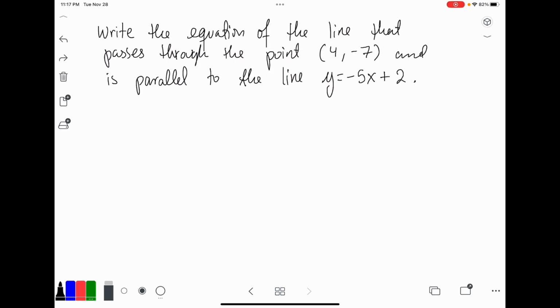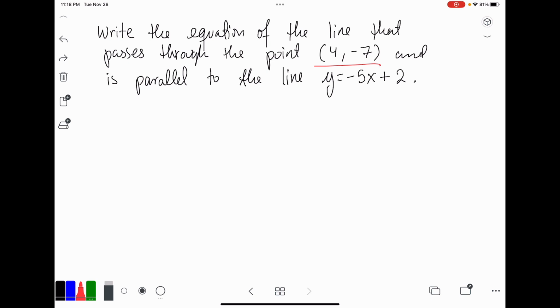So the final type of question that you might encounter regarding parallel lines is one like this: write the equation of the line that passes through the point (4, -7) and is parallel to the line y = -5x + 2. Well, in order to write the equation of a line, you need to know two things. You need to know a point, and you need to know a slope. Now, in this question, they're not directly giving us the slope, but they're basically telling us the information that we need to find the slope.